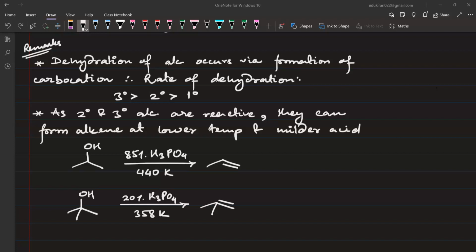Anyone still writing? No, sir. Okay. So that's it for today, guys. There are a few more reactions remaining for alcohols, and there are around 5 reactions for phenols, apart from the electrophilic aromatic substitution reactions that we are going to see in the next class.